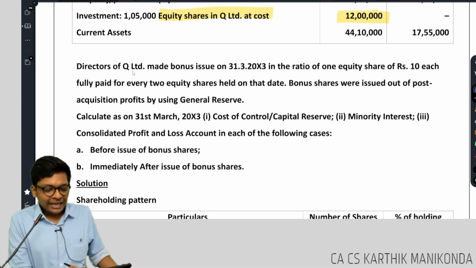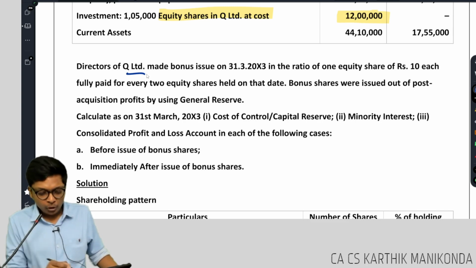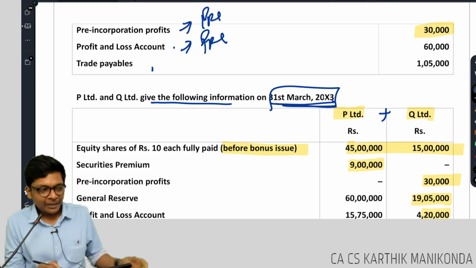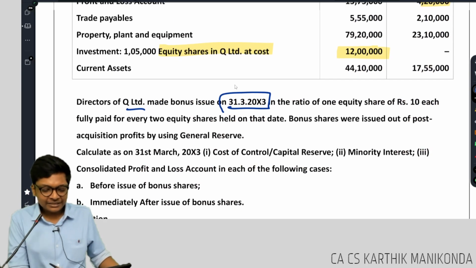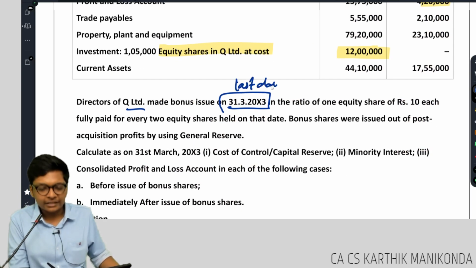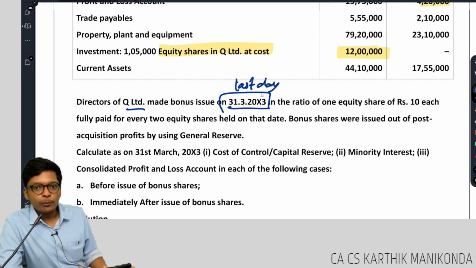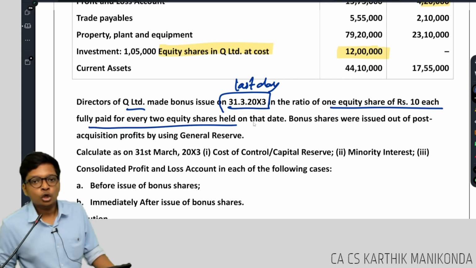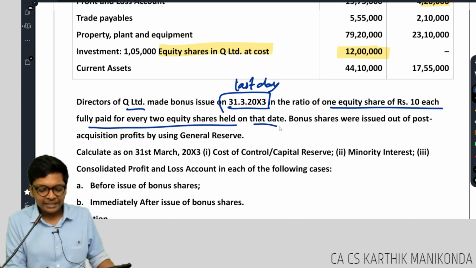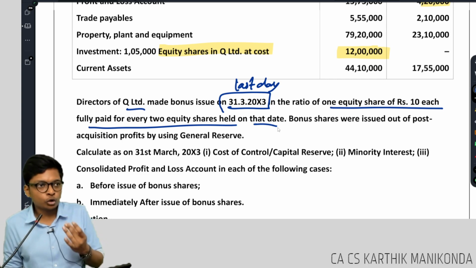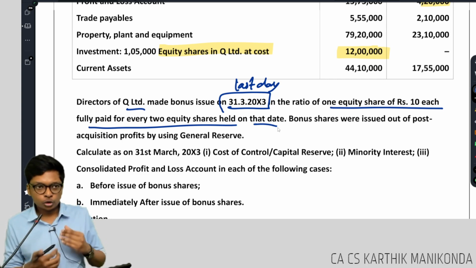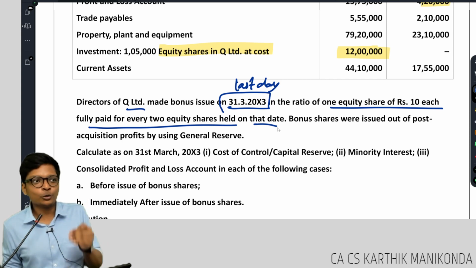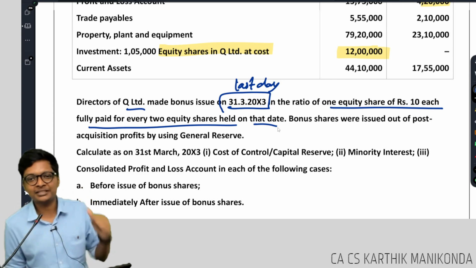Down. Directors of Q made a bonus issue on 31st March 2023. That means year end, the last day of the year. They made a bonus issue in the ratio of 1 equity share of 10 for every 2 equity shares on that date. Of course, every sum will have 1 or 2 new adjustments from now. So that new adjustment alone you will add to your library, because this is the only sum we are going to do with bonus. And there is one more last sum, that's it.